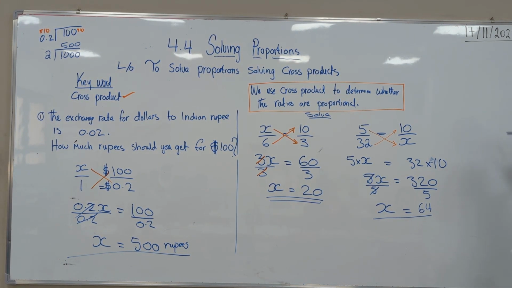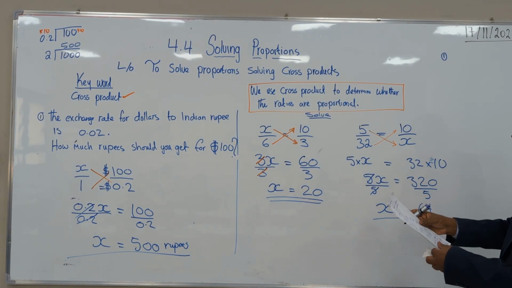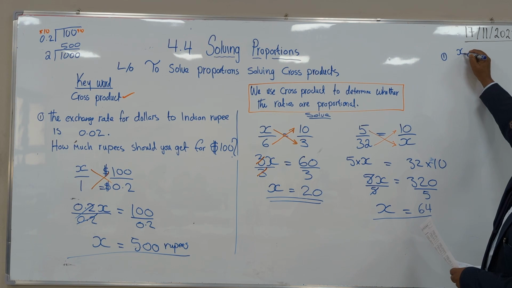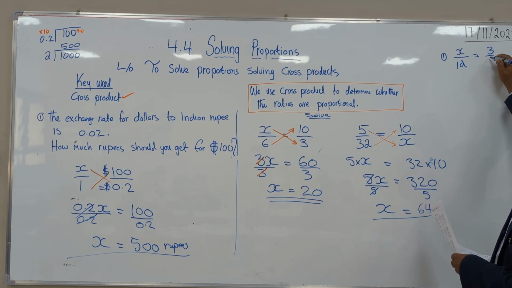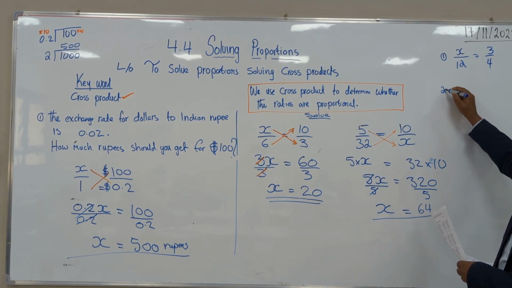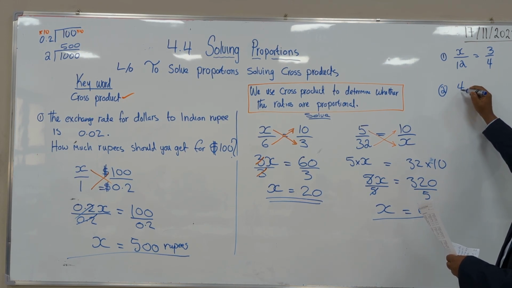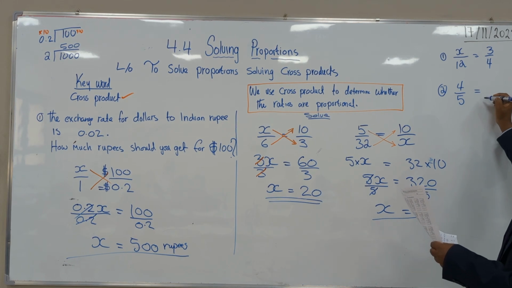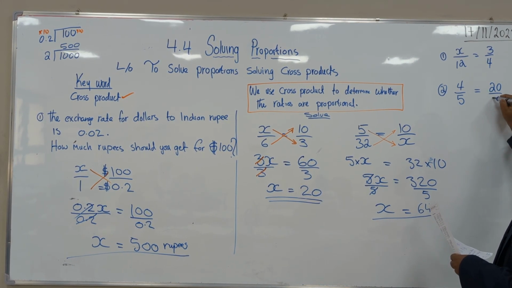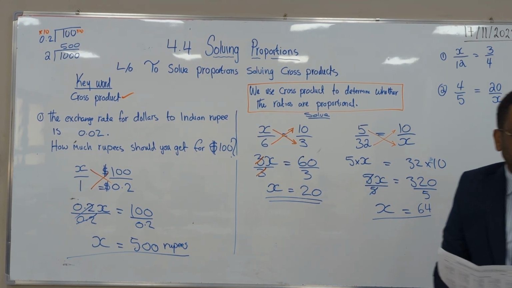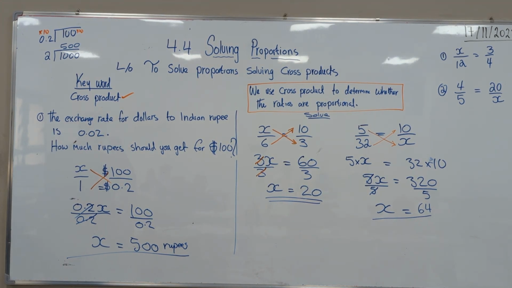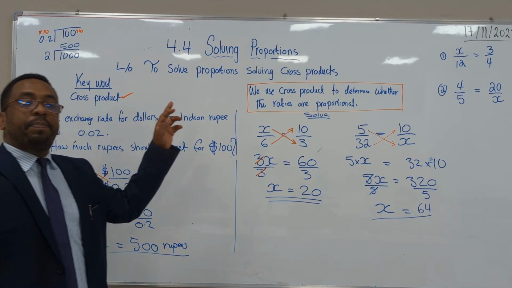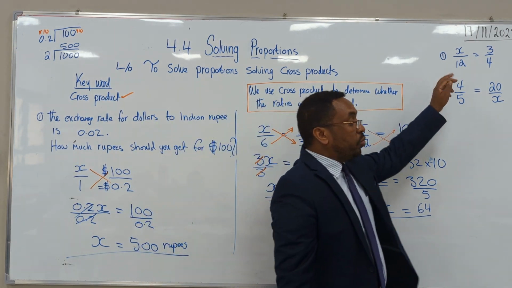So, can you work this out, please? Question 1: x over 12 equals 3 over 4. Question 2: 4 over 5 equals 20 over x. I want you to find x for both of them. Start now. Okay? Let's go. You can do it, right? Remember, what's the first step? Cross multiply and then find out what x will be.